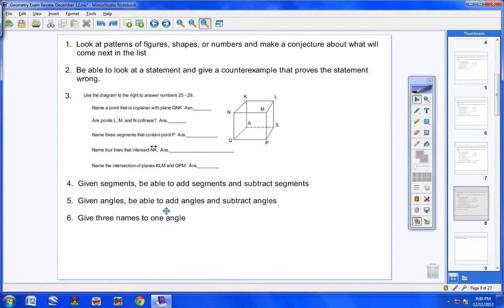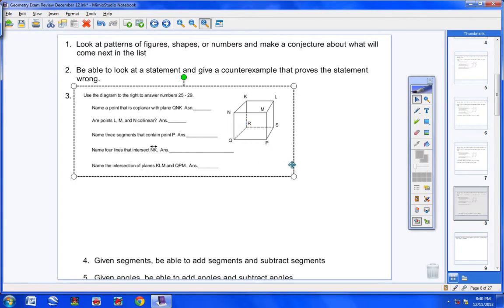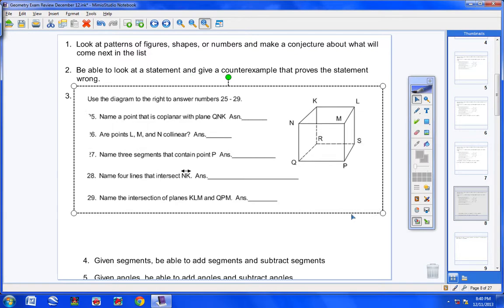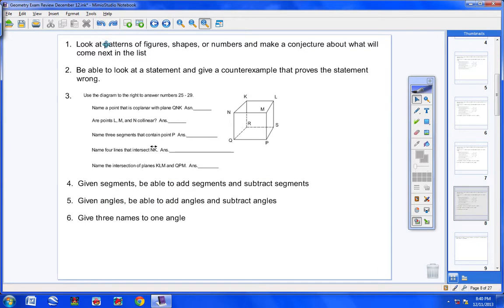You need to be able to know what segments are, points are, planes are, collinear points, coplanar points, edges, sides, all of these things, and be able to answer questions about them. Okay? You need to know that when given segments, be able to add or subtract segments. When given angles, be able to add or subtract angles. And number 6, be able to give 3 names to one angle. That's what we looked at Tuesday.